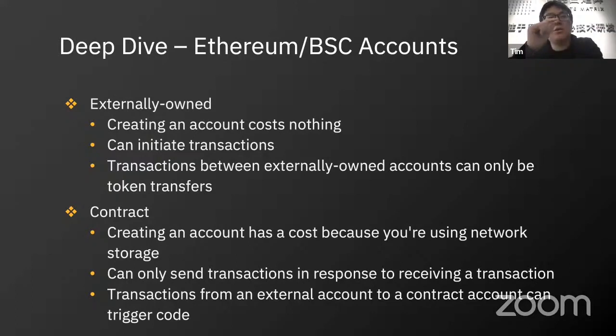But the contract is the new idea that Bitcoin doesn't have. Creating a contract account will cost some money because you are actually using the network's storage and computation power. A contract can only send transactions in response to receiving a transaction, which means the transaction is only triggered by a function call of this code. Transactions from an external account to a contract account can trigger code. That's what I just said. The contract is the code that's deployed to the blockchain, which becomes part of the lore of the blockchain world.